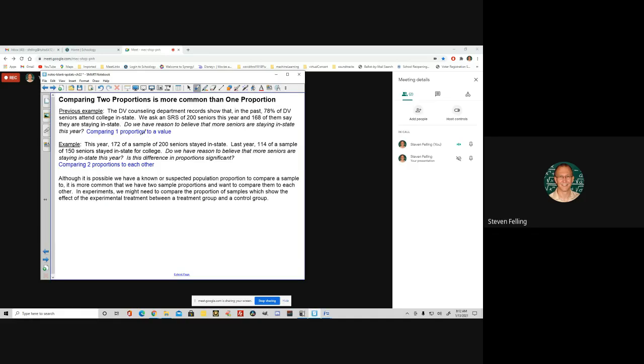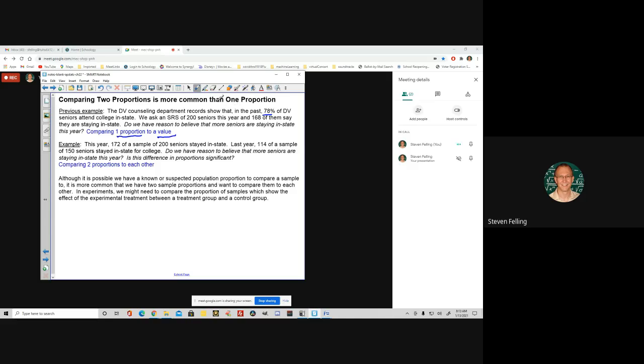Okay, we're going to look at this example we've been using throughout this unit about DV seniors and what percentage of them stay in state to go to college. So let's say in the previous example, we know that the DV counseling department records show that in the past, 78% of DV seniors attend college in state. We ask a sample of 200 seniors this year, and 168 of them say they're staying in state. Do we have reason to believe that more seniors are staying in state this year, which is comparing one sample's proportion to a value from the past, right?